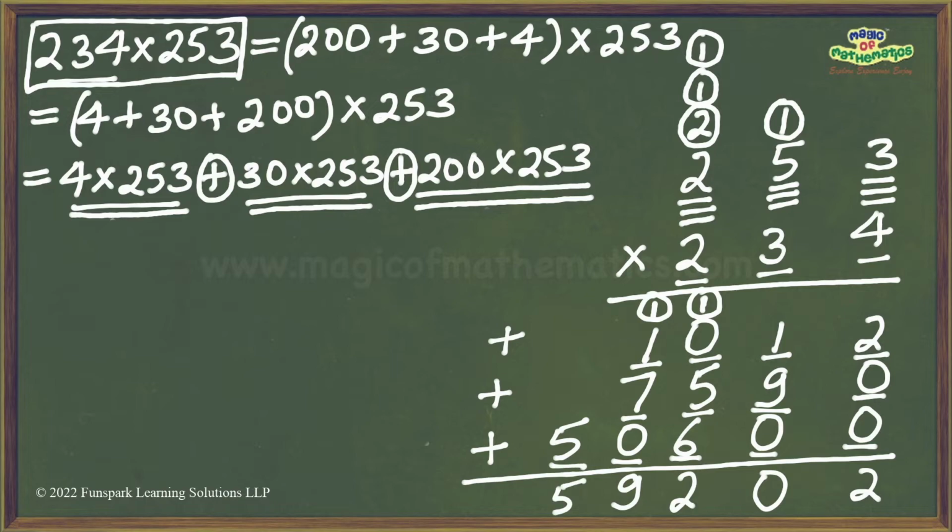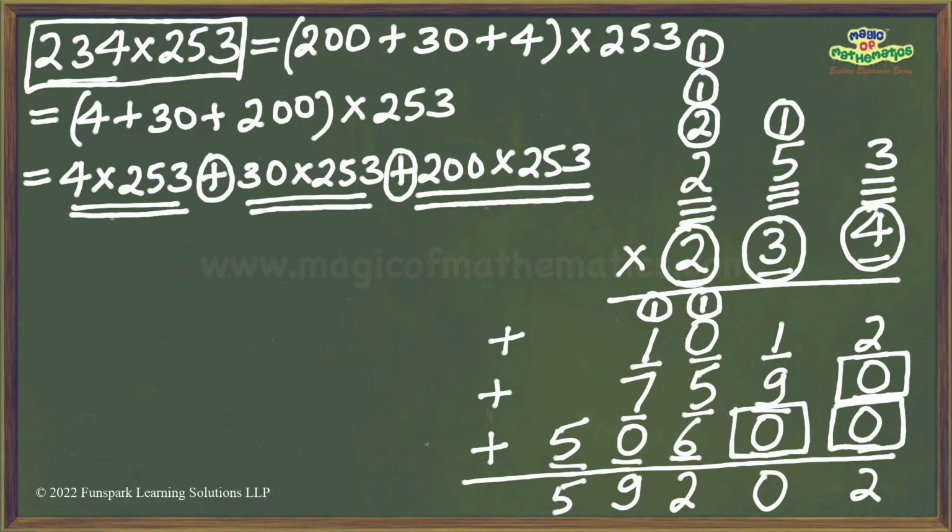Let us now examine the method. I first multiplied by the digit in the units place, 4. This was straightforward. I next moved to the tens place. Before multiplying by the digit in the tens place, I placed a 0 here in the units place and then multiplied. I then moved on to the hundreds place. Before multiplying by the digit in the hundreds place, I placed 2 zeros here and then multiplied. I then added up to get my final result.